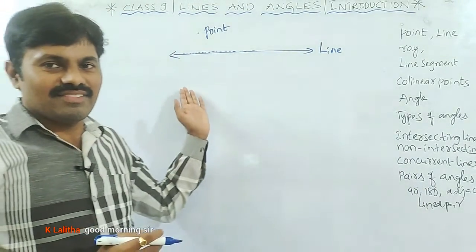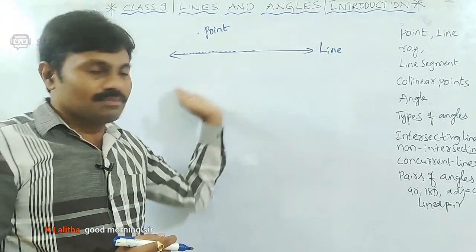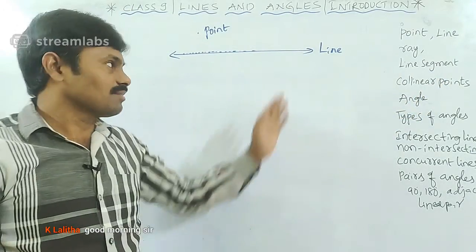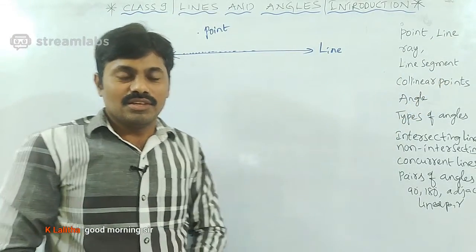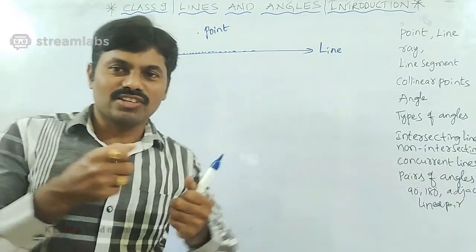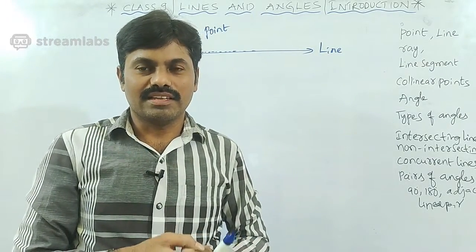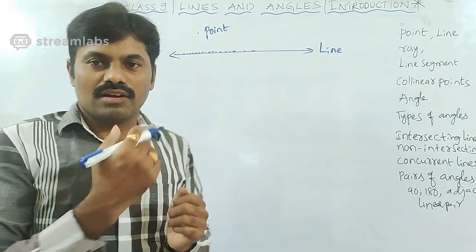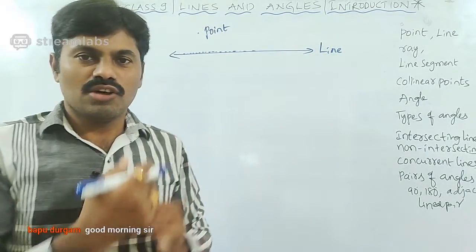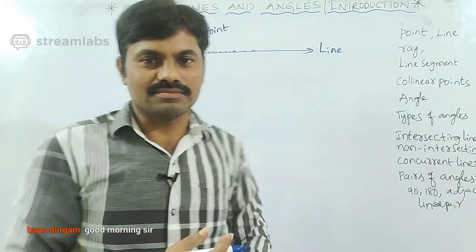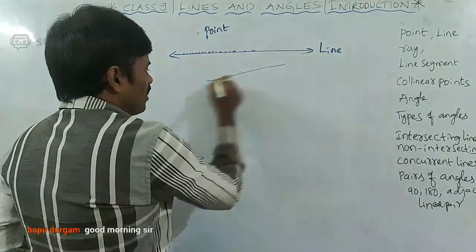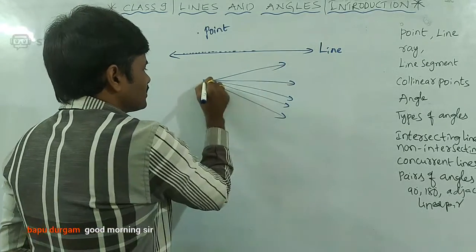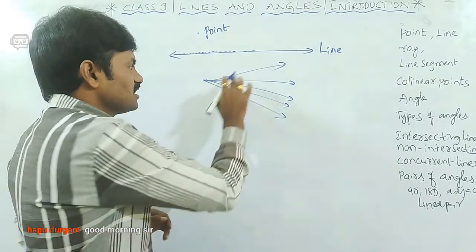This line is not ending anywhere. It is extending endlessly on either side. For example, I have taken a torch light. If I switch on the torch light, the light beam passes from the torch light to the other side. These are all starting from one point. What do you call each one of these?